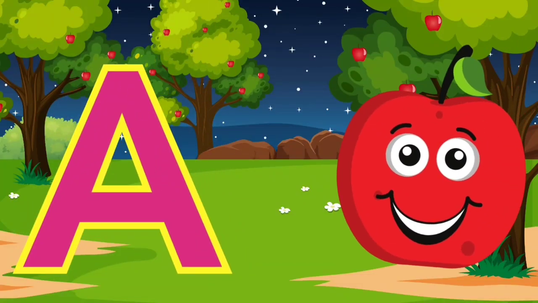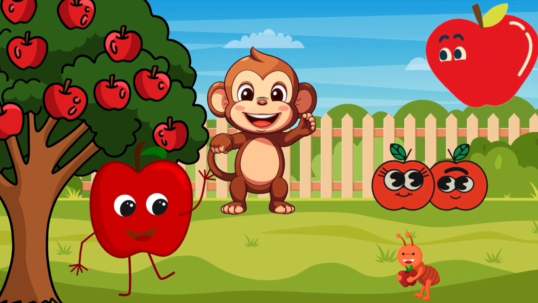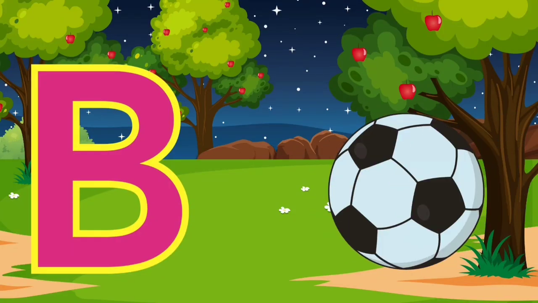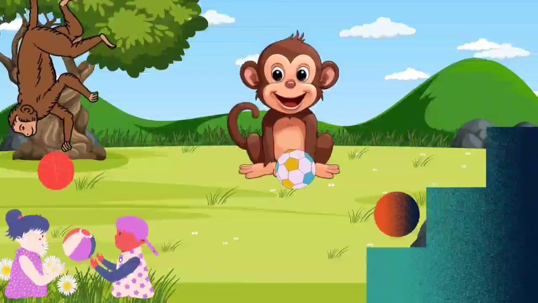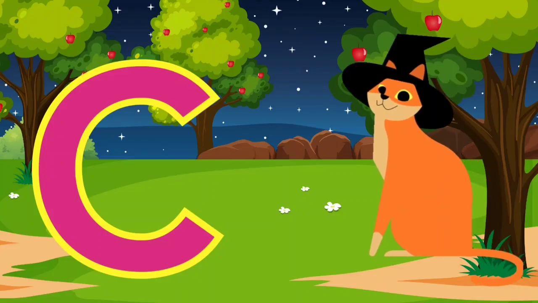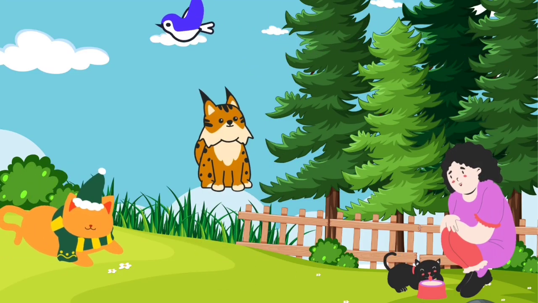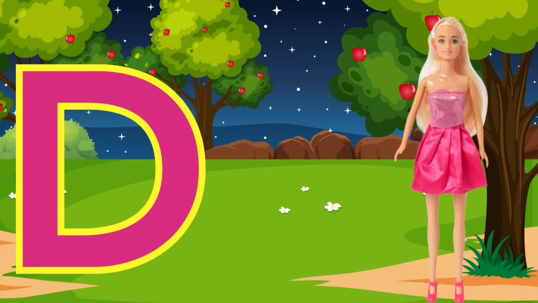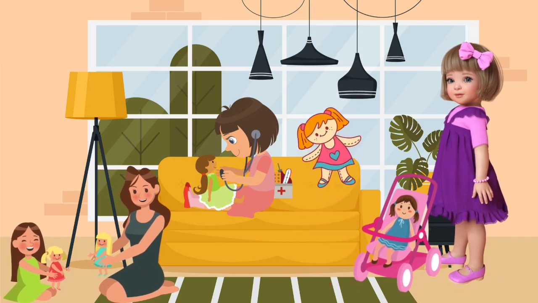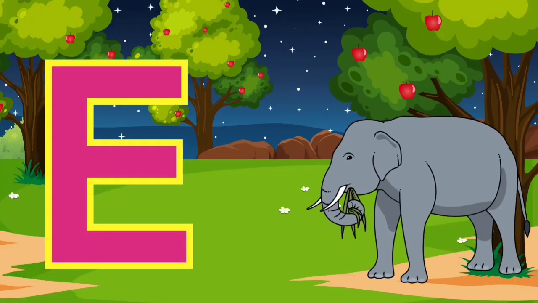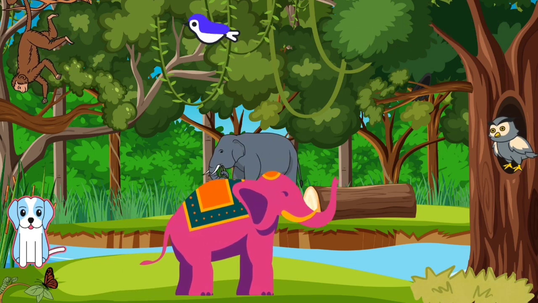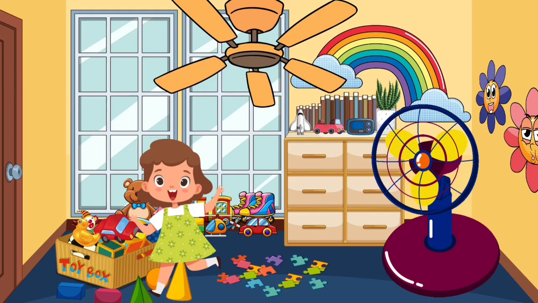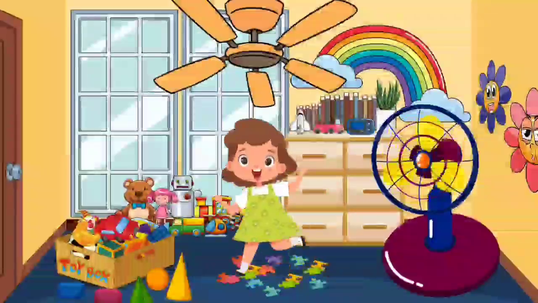A is for apple. B is for ball. C is for cat. D is for dog. E is for elephant. F is for phone.